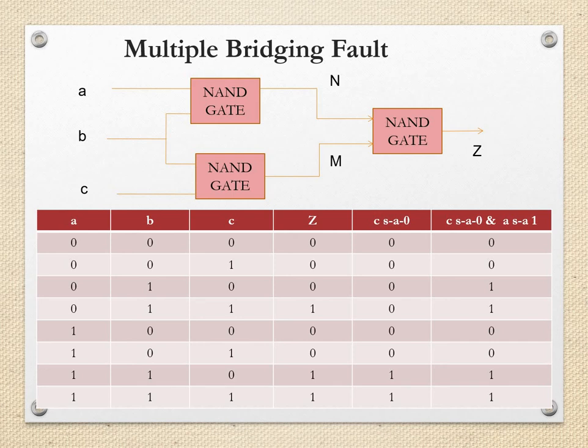With the normal case, without fault, output Z is shown in this particular column, and because of C stuck at 0, what change will be there in the output, that we have to find out. So there will be a change which is highlighted over here. There will be change only in the fourth row. Instead of getting Z equal to 1, we will be getting Z equal to 0. So to test this particular fault, we should apply the set of inputs A equal to 0, B equal to 1 and C equal to 1.